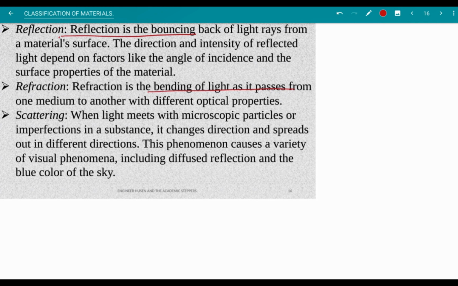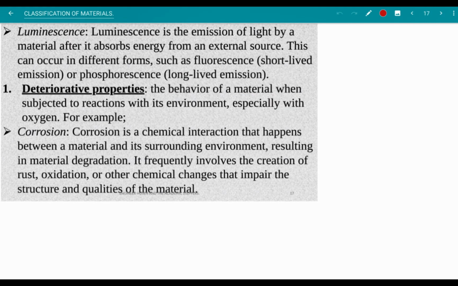Then on optical properties, we also have luminance. You've heard the term luminance before. When we talk about terms like luminance is where we talk about this property. We're looking at the emission of light by a material after it absorbs energy from an external source. You know, objects will be luminant in some way. So that's literally what it involves when you talk about optical properties.